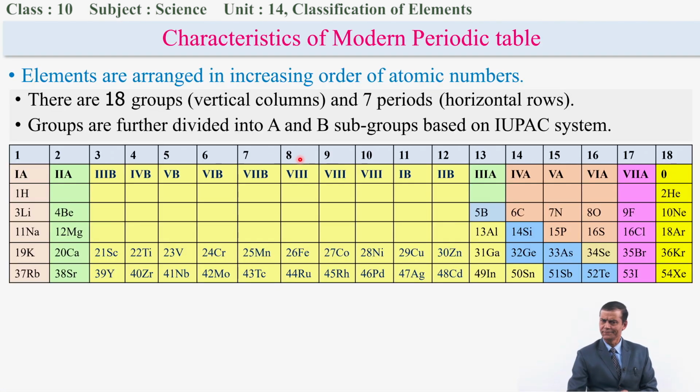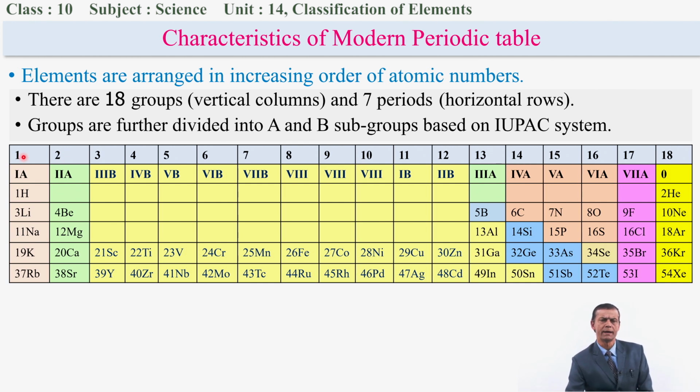Now, here is one model of the modern periodic table. Look at here, group 1, 2, 3, 4, 5, 6, 7, 8. Altogether, how many groups are there? 18 groups. Look at here. These vertical columns are 18, and these groups are further divided into A and B subgroups.